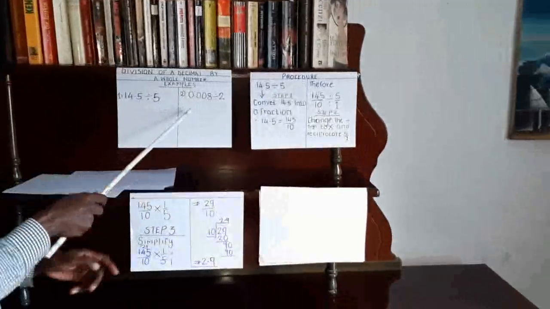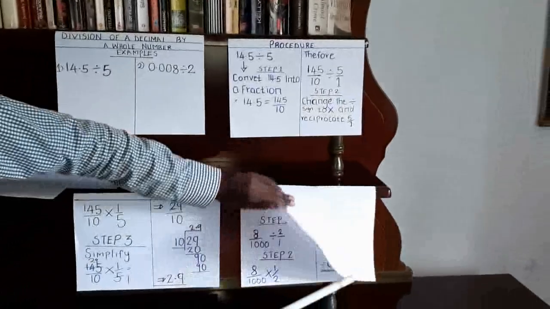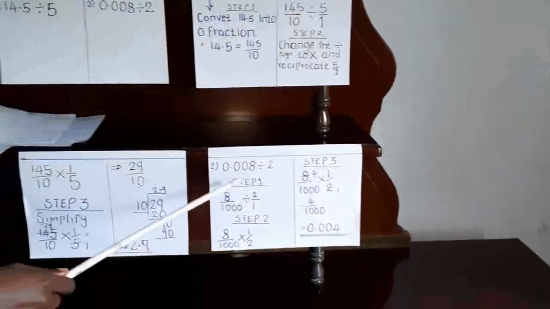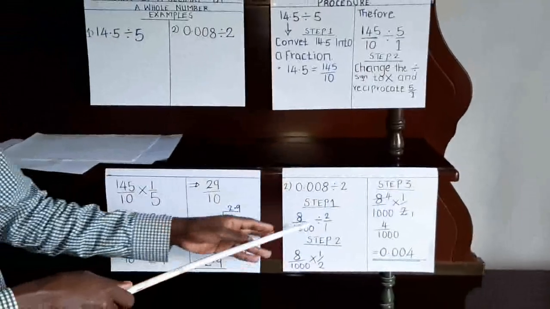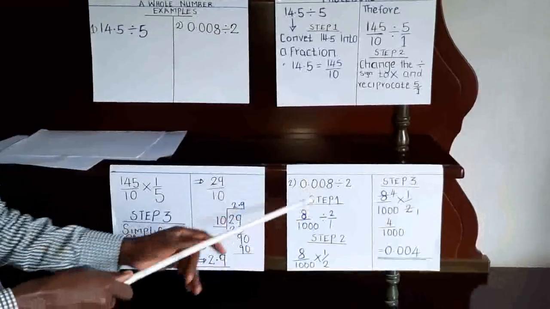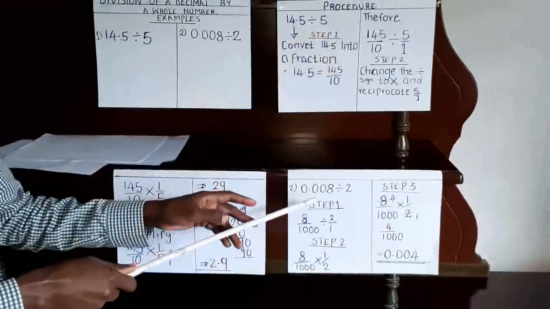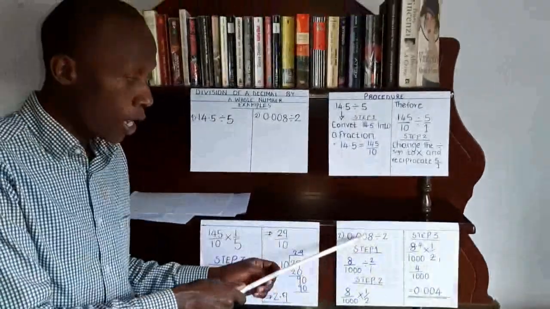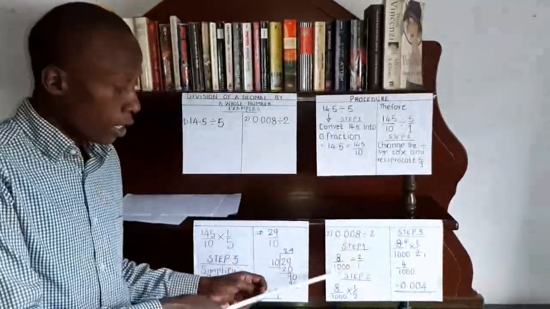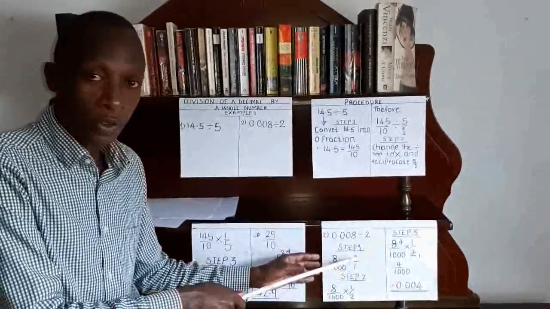For the second example, 0.008 divided by 2. Step 1, you change 0.008 into a fraction using the procedure in example 1. You count the number of decimal places in 0.008, which has 1, 2, 3. Therefore, it is going to be 8 over 1,000 divided by 2 over 1.